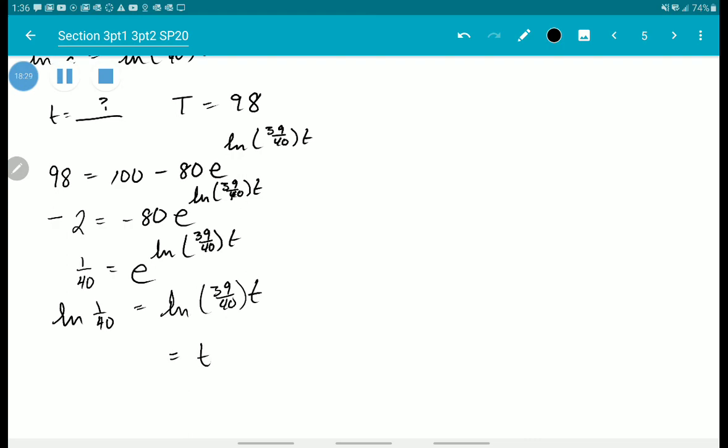So t is equal to the ln of 1 over 40 divided by the ln of 39 over 40. And that is about 145.7 seconds. So there's our final answer.